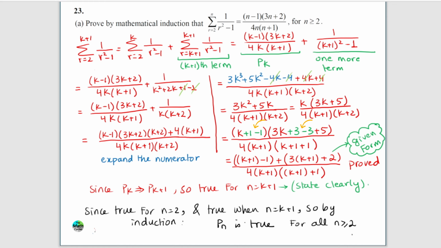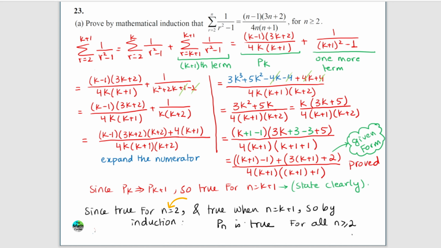Now I finished, but I need to write it in the given form. So at the top, I just added and subtracted 1. I added and subtracted 3. This is not going to affect my answer, but it will allow me to write it in the given form. So Pk gave me Pk plus 1. So this is true for n equals k plus 1.